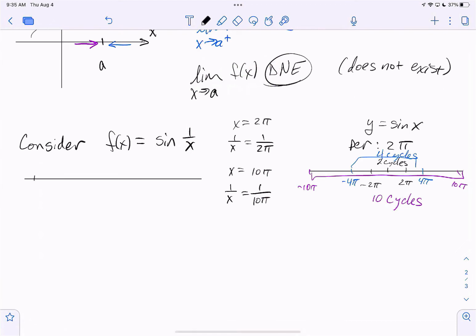Therefore, if I'm going to mark on the x-axis here, then 1 over 2 pi, or negative 1 over 2 pi, is the larger number that I'm looking at. And then we thought about negative 1 over 4 pi and 1 over 4 pi, and then negative 1 over 10 pi. These aren't really to scale, but you'll get the idea in just a minute.